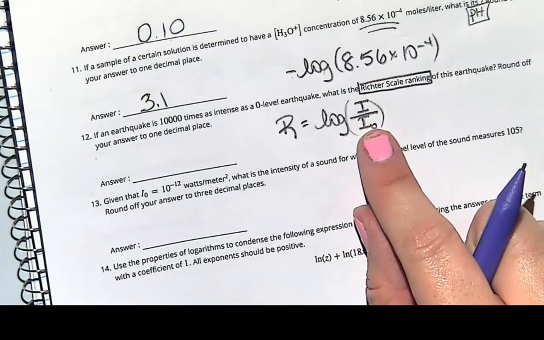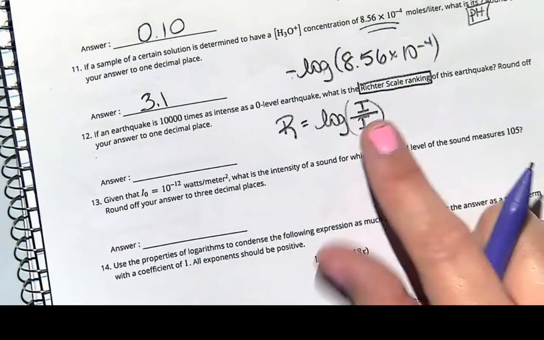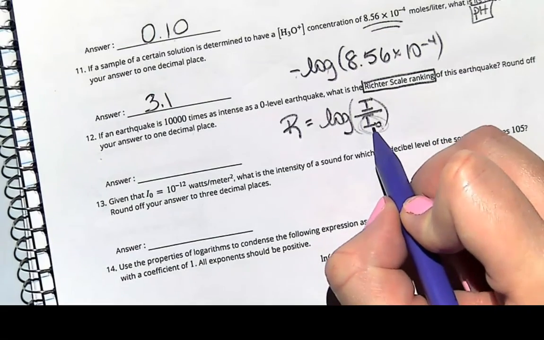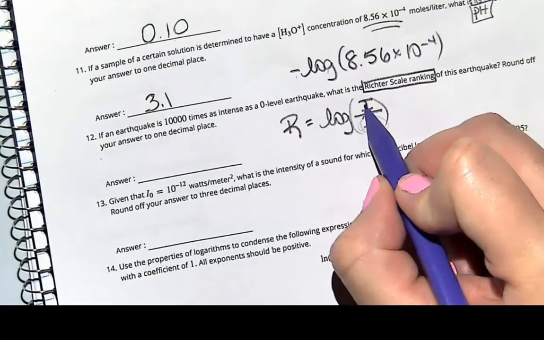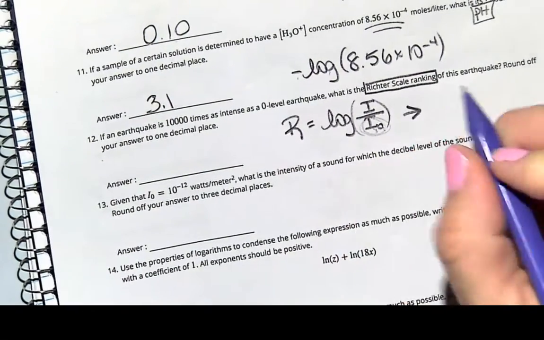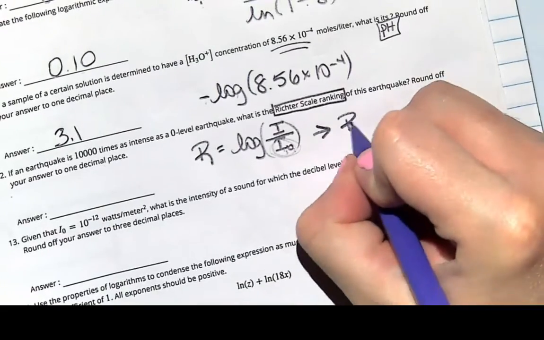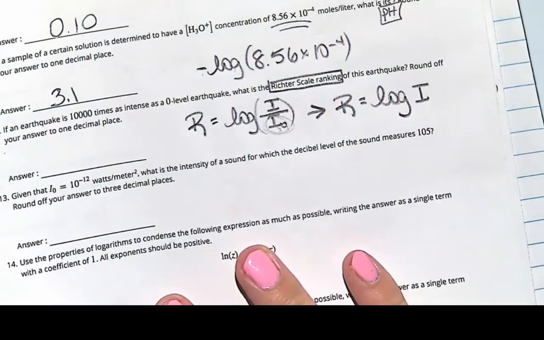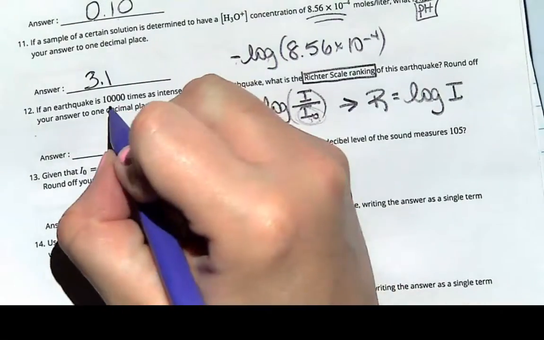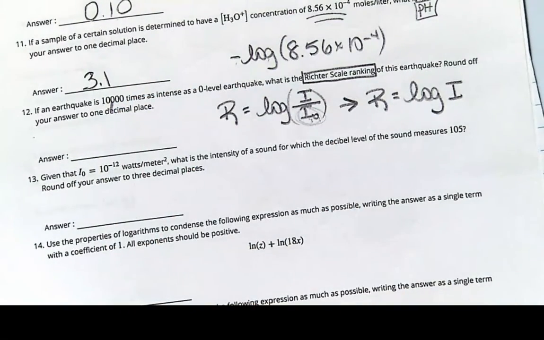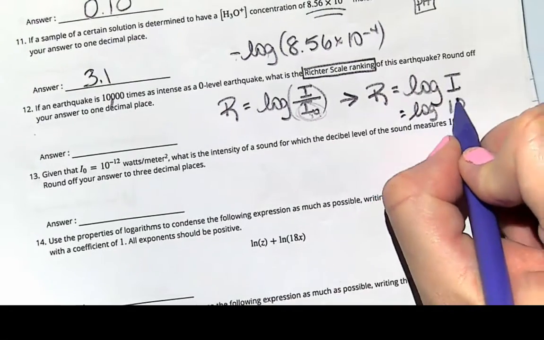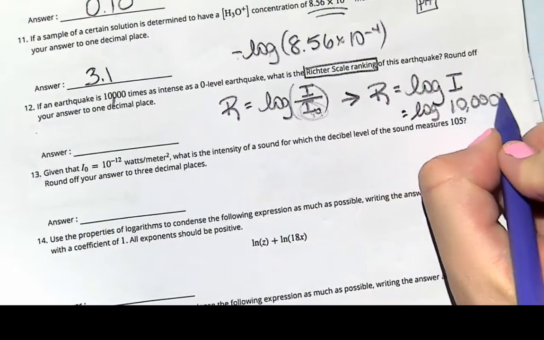Well, what does my argument have to be in order for the answer to be 0? The argument has to be 1. And so just know that your 0-level earthquake, or the starting value, is a 1. Okay, so what is I divided by 1? It's I. Okay, so I have the Richter ranking is just the log of I. Okay, so what's your intensity that you're given? You're told it's 10,000. Okay, so I just need to do my Richter ranking is the log of 10,000.